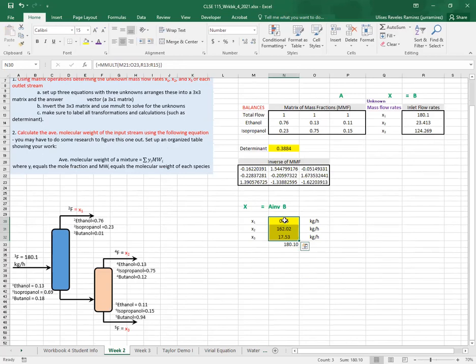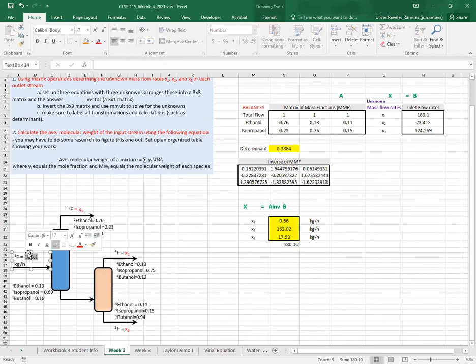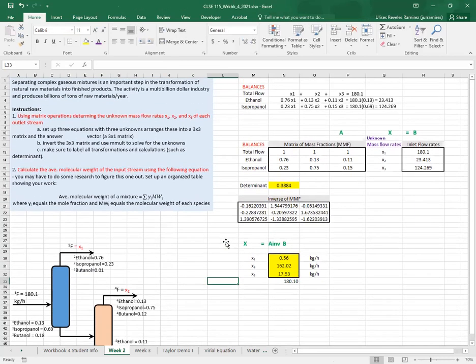And just double check, if I add them up, they have to be the same as the initial. Remember, we always need to double check that our results make sense. Okay, we solved the first part of the problem, which is using matrix operations. What we did is three balances, total flow, ethanol and isopropanol, to solve the flows. The second part is to calculate the average molecular weight of the input stream using the following equation.